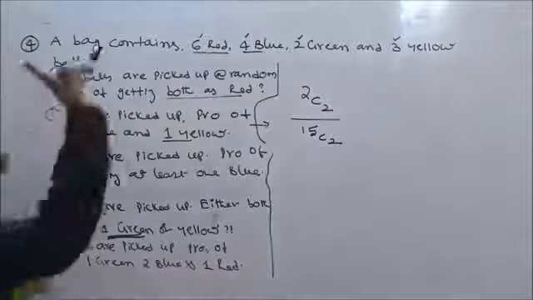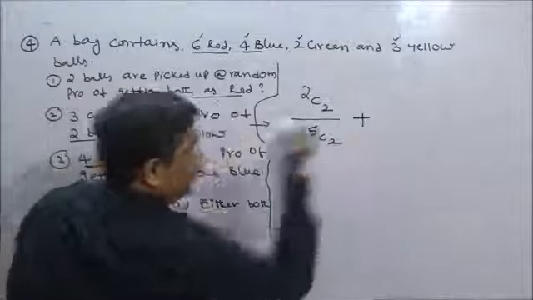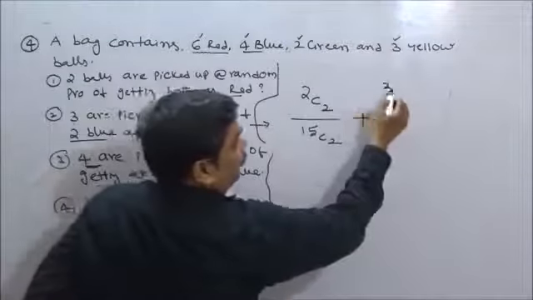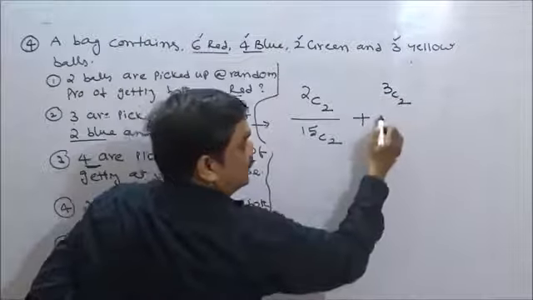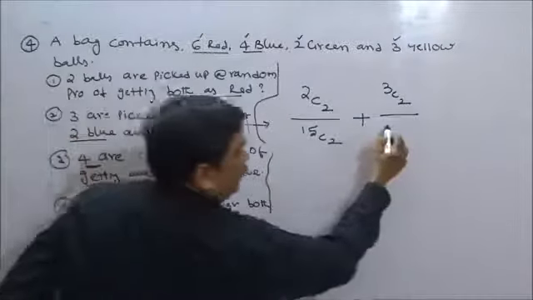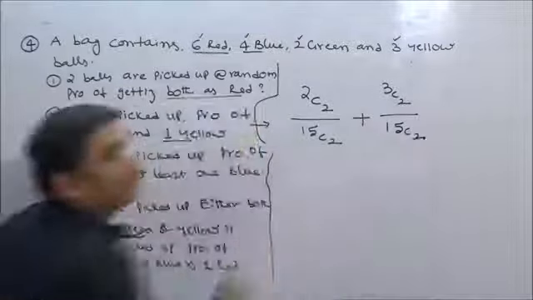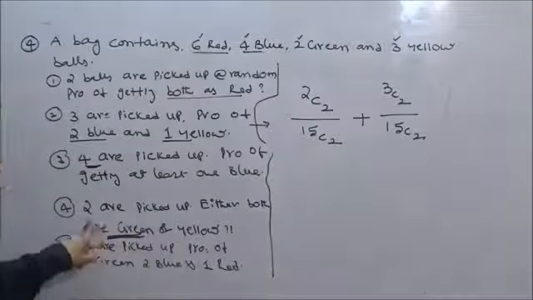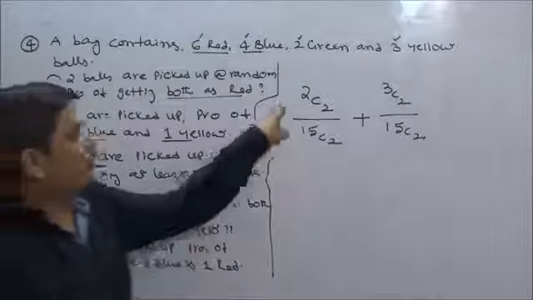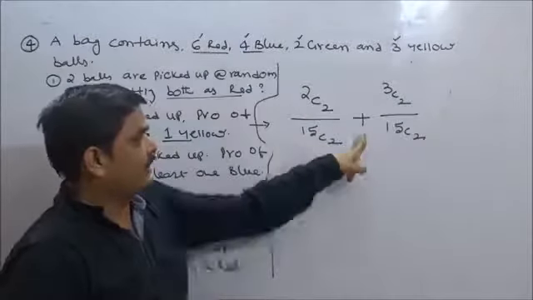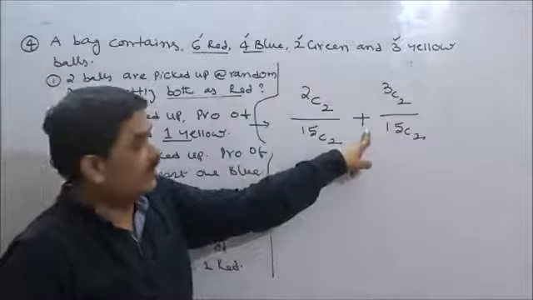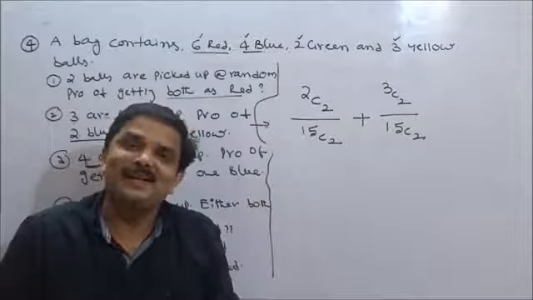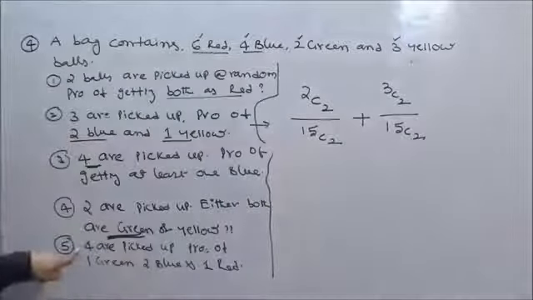This OR means plus. OR, both are yellow. Yellow is 3C2 divided by 15C2. That's it. Got it? So this is either both are green or both yellow. It should be 2C2 divided by 15C2 plus, because that is the OR condition, 3C2 divided by 15C2. Got the clarity? Now go to the next question, the fifth one, you do.